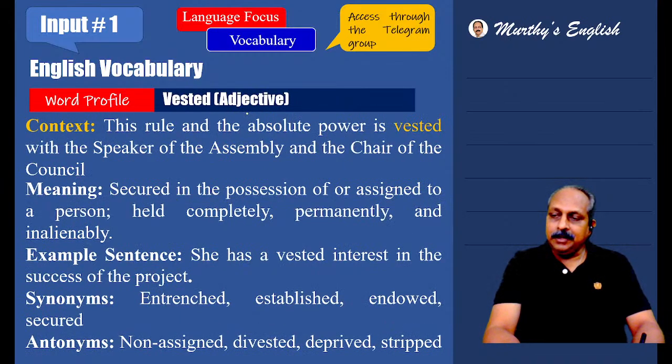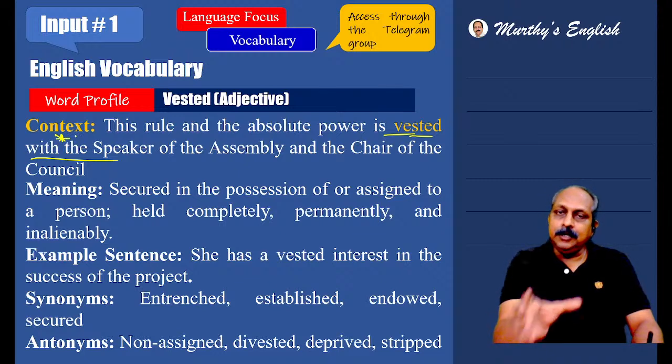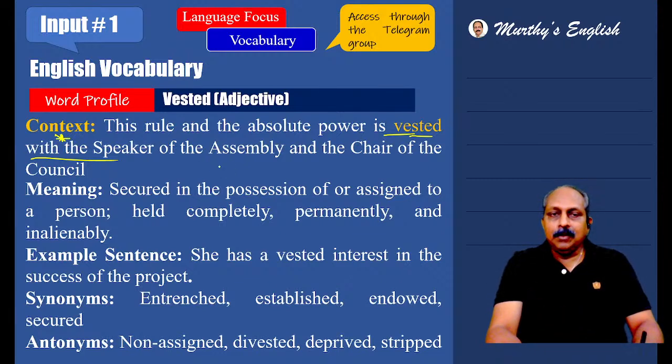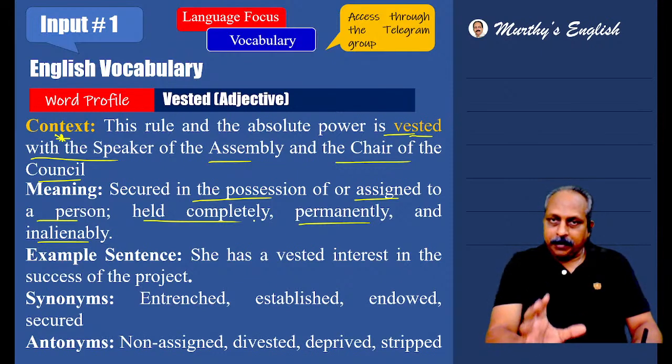Vested has got two or three meanings. Usually it has a negative context, but here a different meaning. Part of speech: adjective. This rule and absolute power is vested with. Here it has a positive connotation. It takes the preposition with. Means is with. They have the power of the assembly and the chair of the council. Look at the meaning: secured in the position of, to have that power, assigned to a person, held completely, permanently, and inalienably. Basically, you have to remember vested with the authority means that person has the authority.